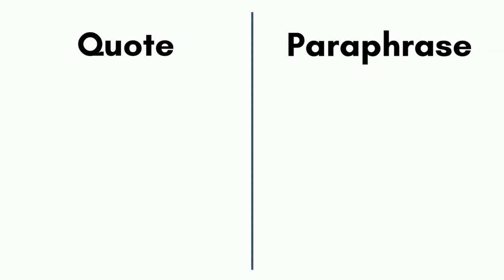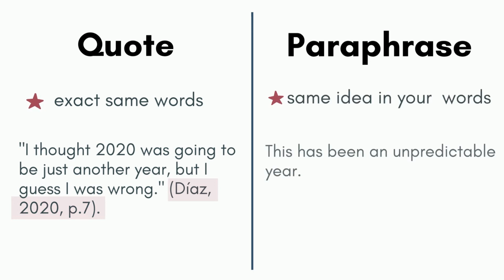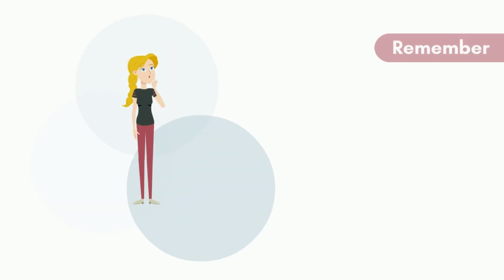To add an idea or information from someone else, you must either quote or paraphrase. Quoting means using the exact same words of a source in quotation marks and include between parentheses the author's last name, your publication, and pages. To paraphrase an idea, you need to rewrite it in your own words. Choose wisely when to quote or paraphrase.